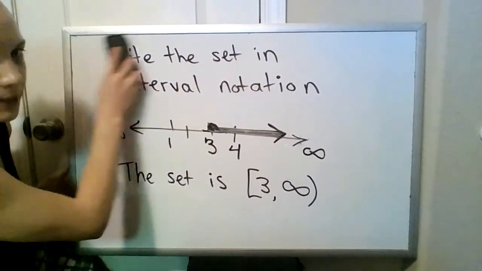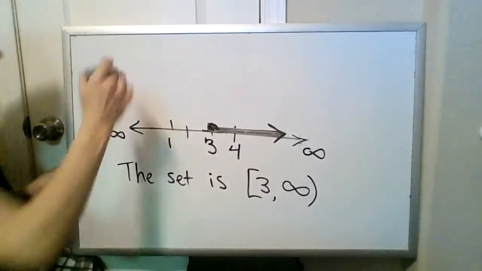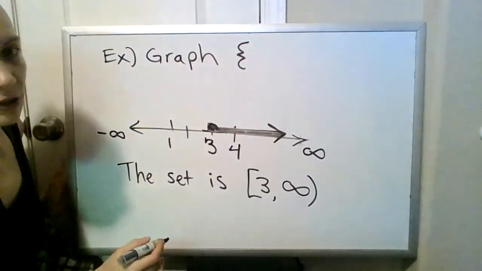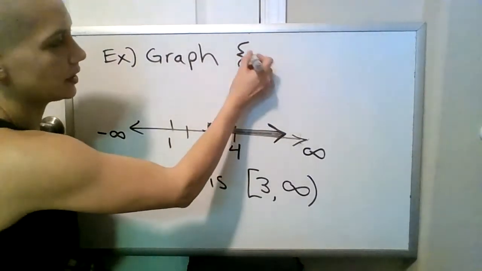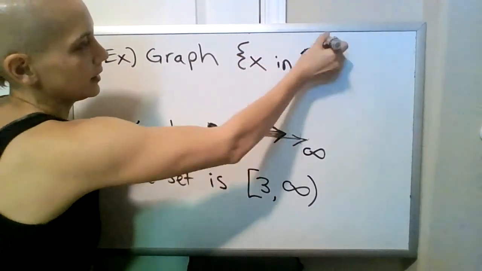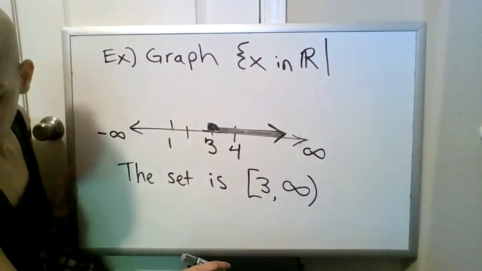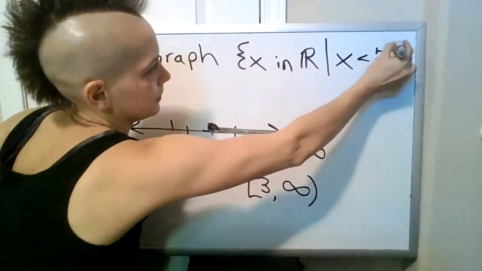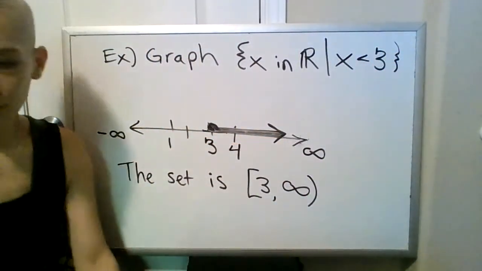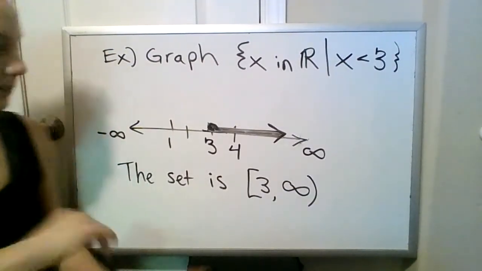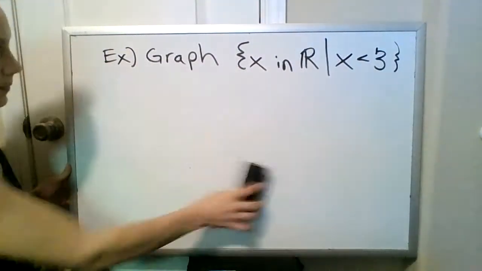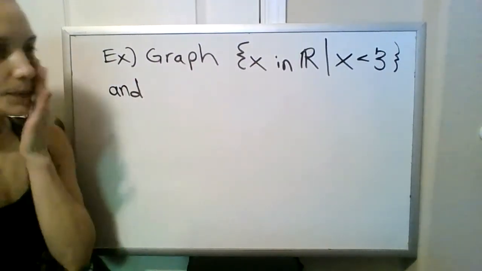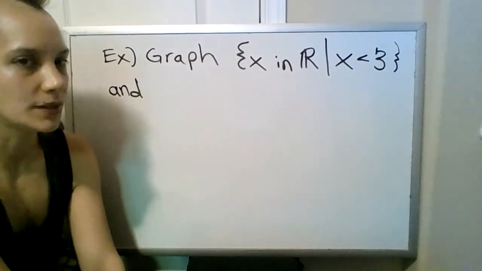This time we're doing a similar but different set. Graph the set of all x in R, the real numbers, such that x is less than 3. We will write the set in interval notation.